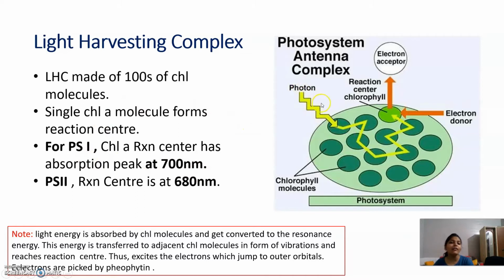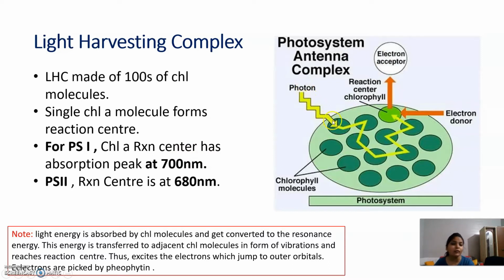When the beam of the light in form of the photon hits the chlorophyll molecule, the light energy gets converted into the resonance energy. The resonance energy is transferred to the adjacent chlorophyll molecules in form of the vibrational energy. But as the chlorophyll molecules are fixed at their own place, they can transfer the vibrational energy by vibrating at their own position. That's a to and fro motion. I'll show you how it occurs.